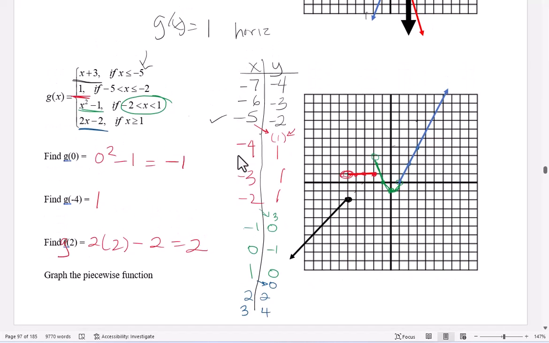So this is how you graph piecewise functions. You just graph them according to every chunk of that particular interval. And then choosing what the function value is all depends on the x and where those values fall.